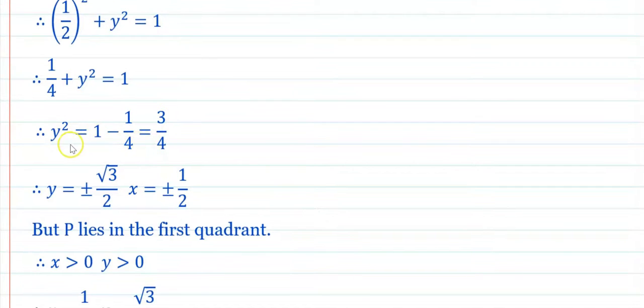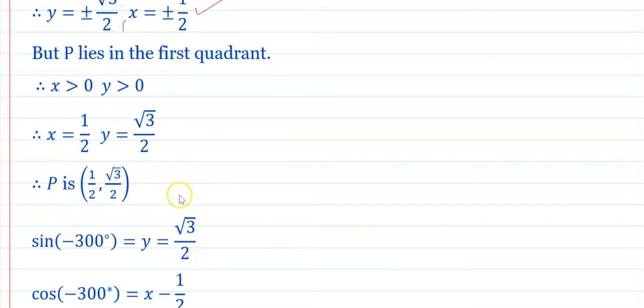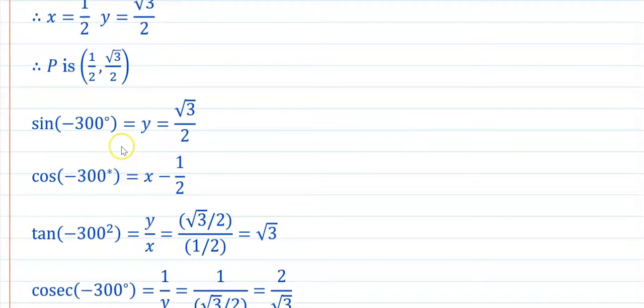From this we will get the value of y square. y square is equal to 1 minus 1 by 4, and that is 3 by 4. Taking the square root, y is equal to plus or minus root 3 by 2 and x is equal to plus or minus 1 upon 2. But the point lies in the first quadrant. In the first quadrant both are positive, and therefore x is equal to 1 by 2 and y is equal to root 3 by 2. Hence sine of minus 300 degree is equal to y, that is root 3 by 2. Cos of minus 300 degree is equal to x, and that is equal to 1 upon 2.